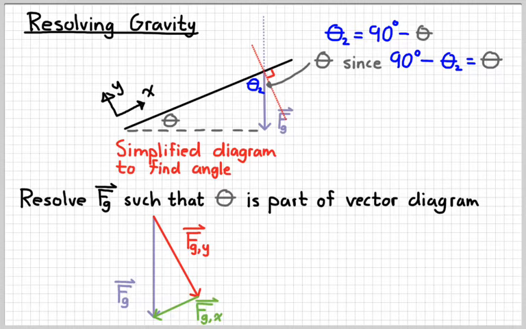So you can see it still makes a triangle, which our vector diagram should. The right angle of our triangle is right there. And then that angle right there at the top is the same as the angle that the ramp makes with horizontal. So these angles are the same, and that's important to remember.